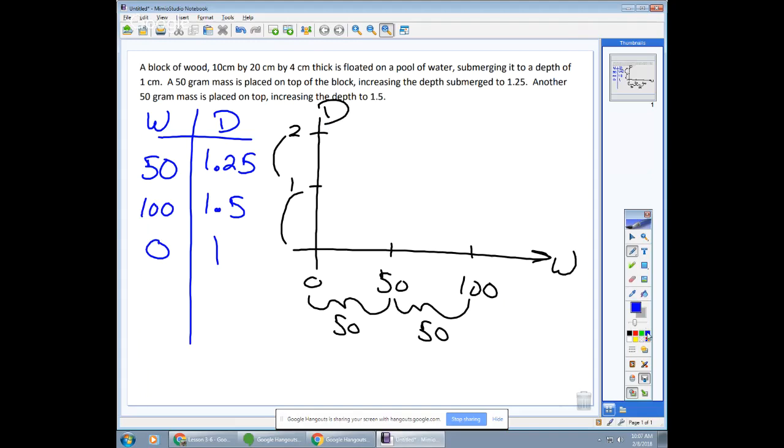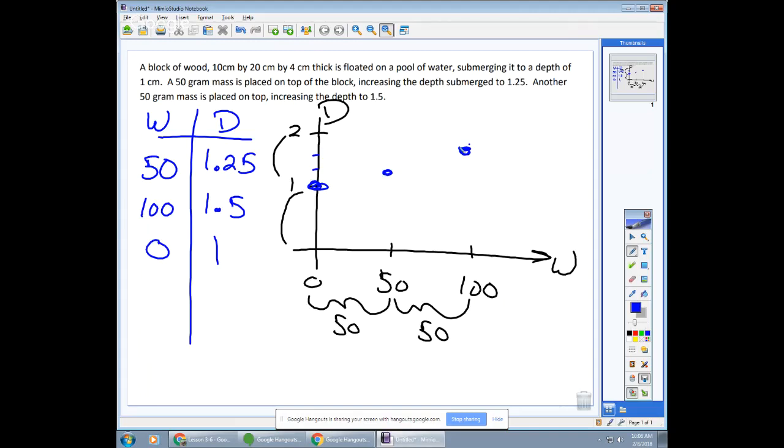Points, we've got 0 goes with 1. 50 goes with 1.25. Yeah, I got that. So that's 1.5, 1.25, so out here, and then this one's over there. Yeah, that looks like they line up pretty good.